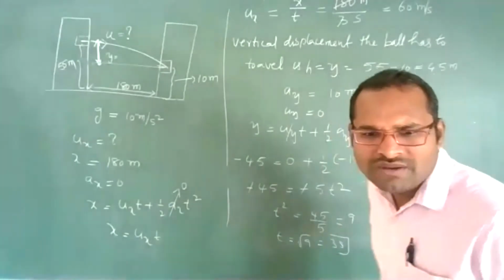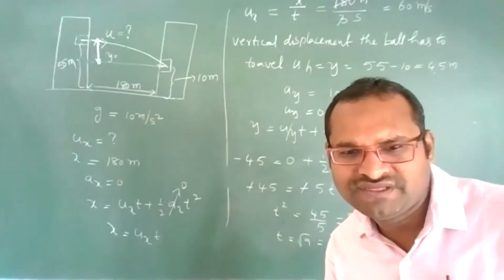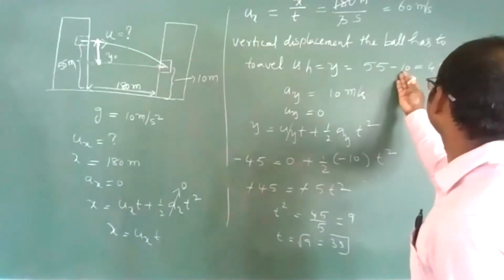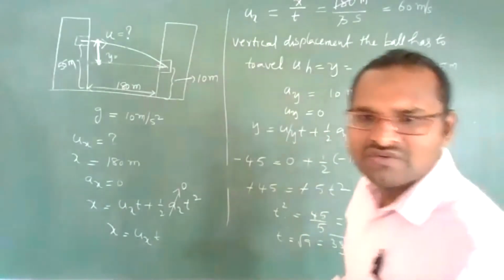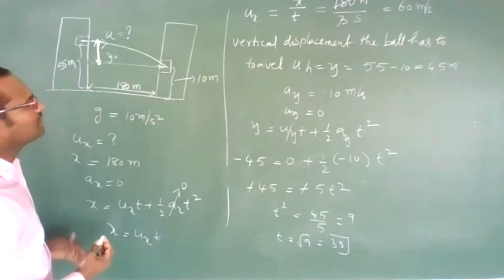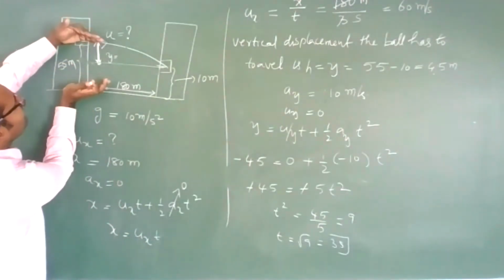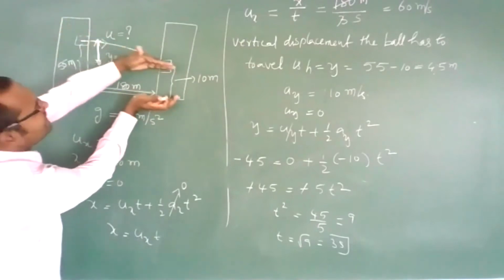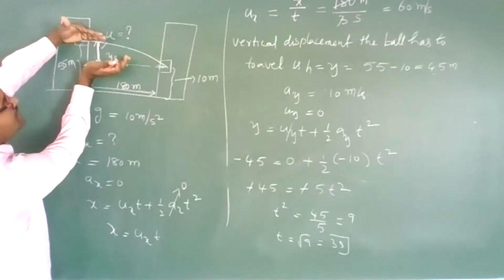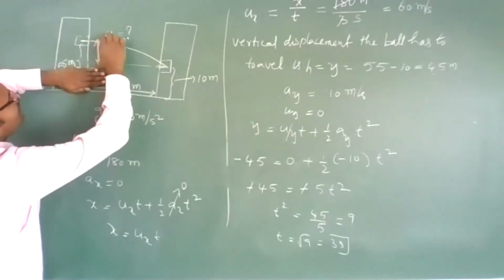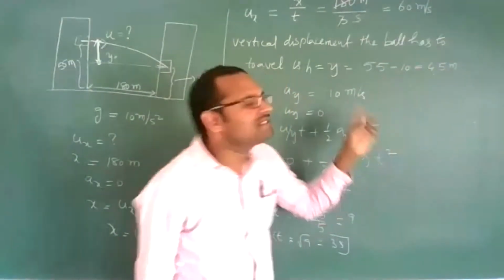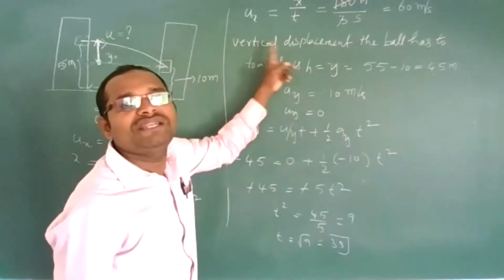I don't get how 55 minus 10 is equal to 45. Right? How? Vertical distance. What is your question? This is 55 window height and this is 10 window height. Then what is the separation between these two windows? 55 minus 10 is equal to 45. I am taking the difference already. That's why I have written vertical displacement.